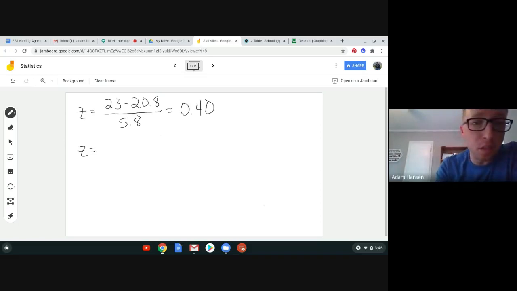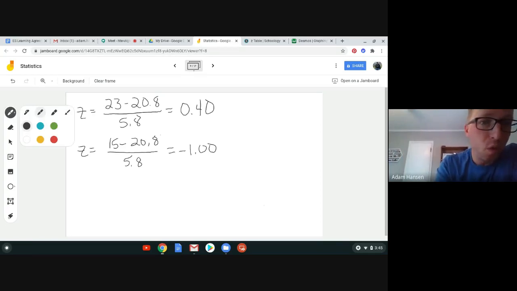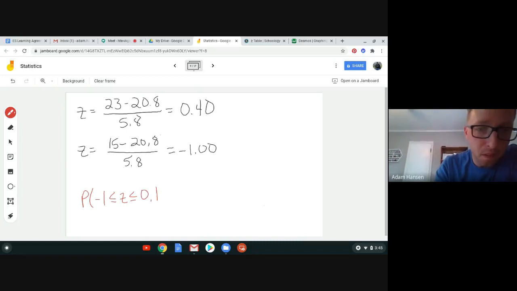Next, we need 15. So 15 minus 20.8 divided by our standard deviation of 5.8. Let's see, I'm 5.8 below the average. So negative 5.8 divided by 5.8 means our z-score is negative 1. Since I want the proportion between, we need to find the probability of our z-score being between negative 1 and 0.4.